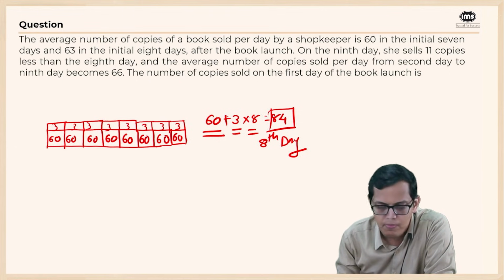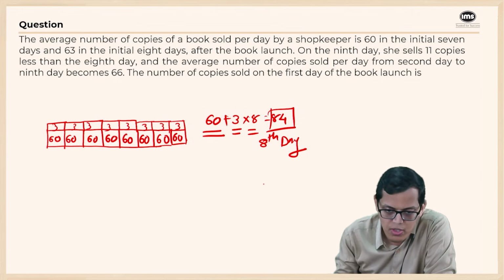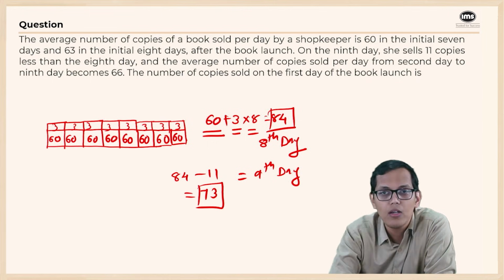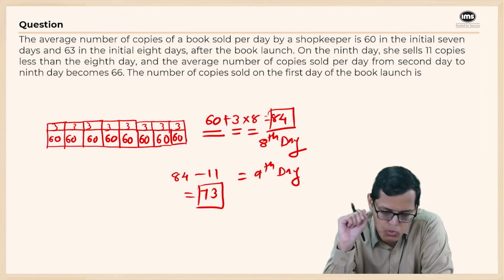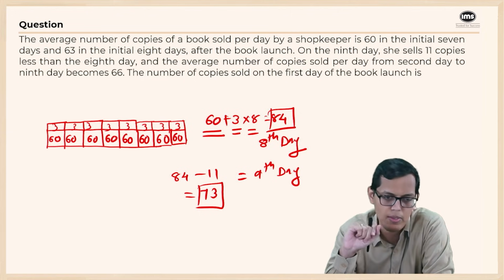That is step number 1. Now, she sells 11 copies less on the 9th day. That means on the 9th day, we know the number of copies sold will be 84 minus 11. That's going to be 73. On the 9th day, she has sold 73 books. Finally, the main question. The question wants us to find the number of books sold on the first day.